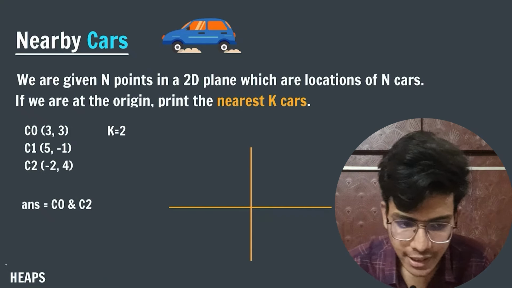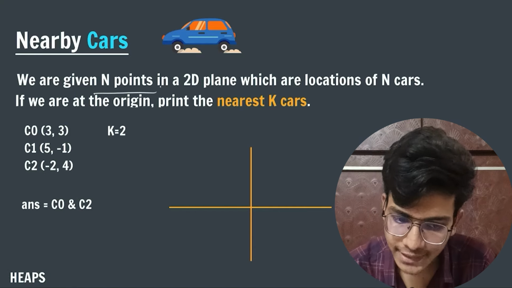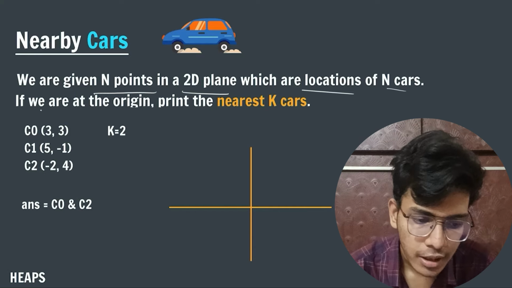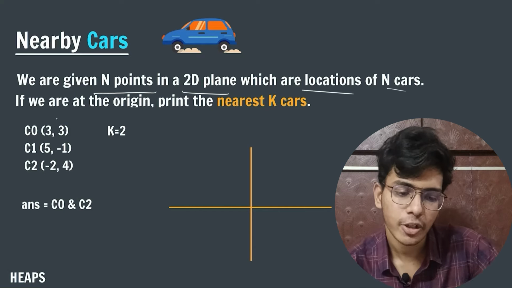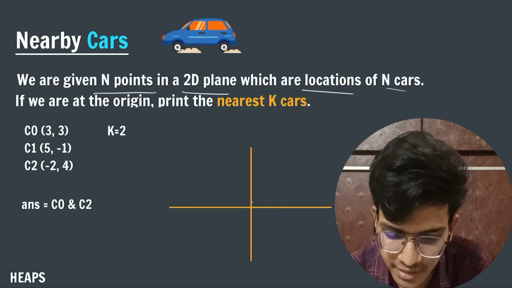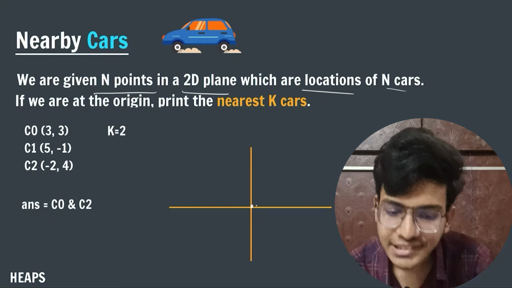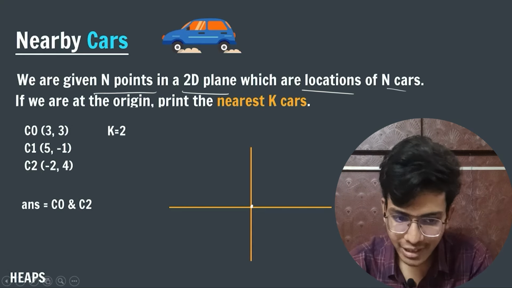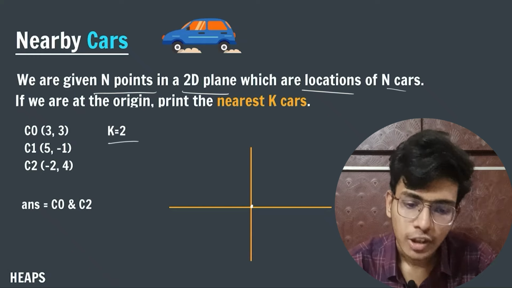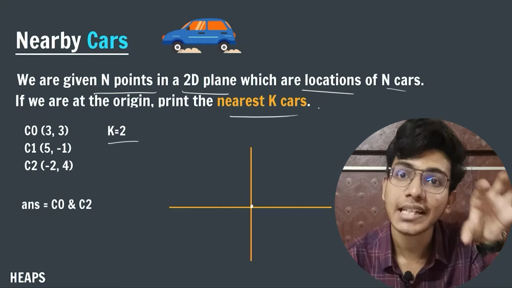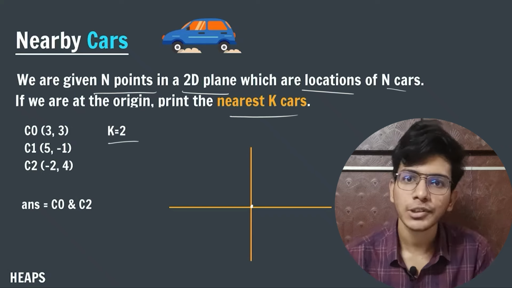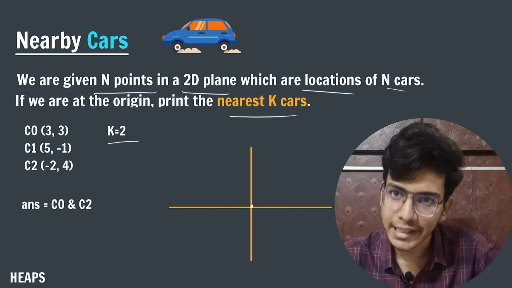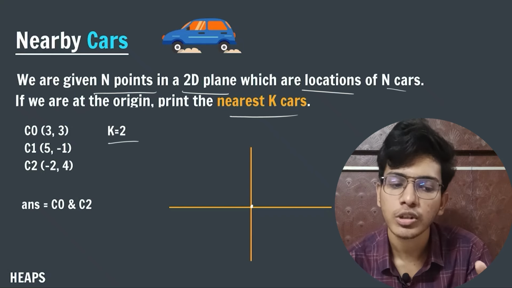So in the question, we are given n points in a 2D plane which are the locations of n cars, and let us assume that we are standing at the origin. From the origin, among the n cars, the user will give us k, and I need to print the nearest k cars. Let's say 3 cars are given, and the user is asking only for 2. So I will print the 2 cars which are nearest to me. So I hope you have understood the overall question.